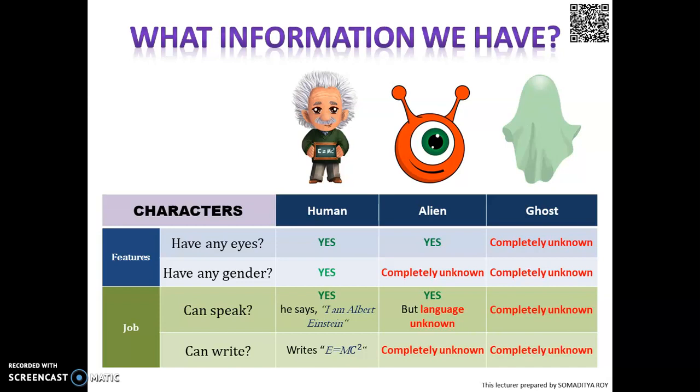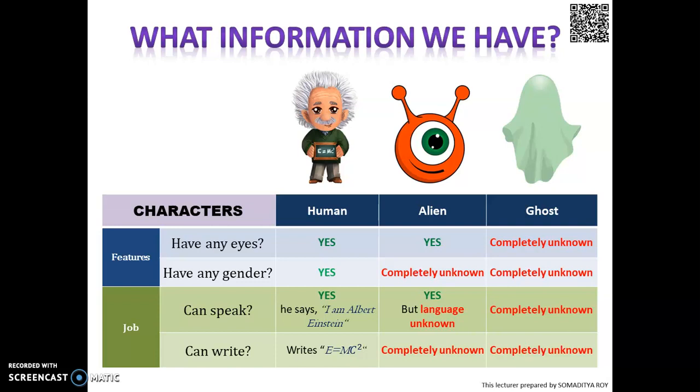Similarly, the write. Our human can write and he can write E equal to mc square. What about alien? Well, that is completely unknown. Same for our ghost.